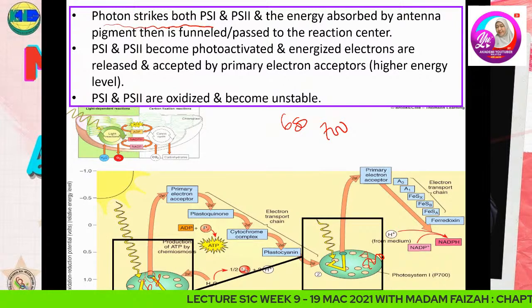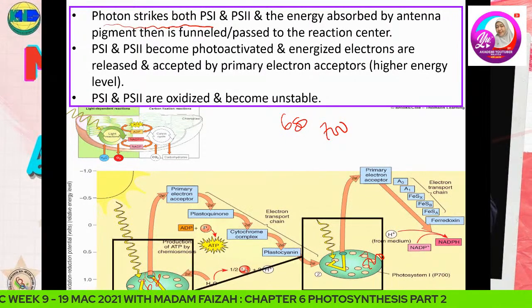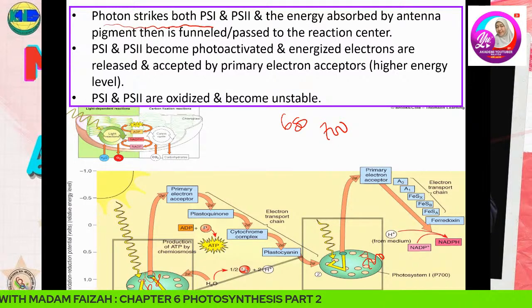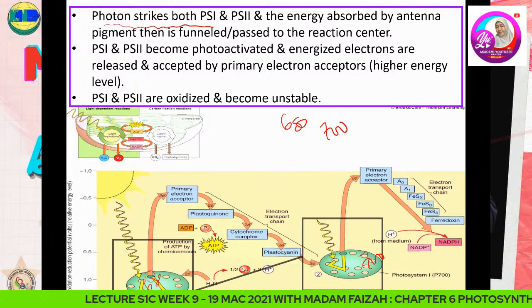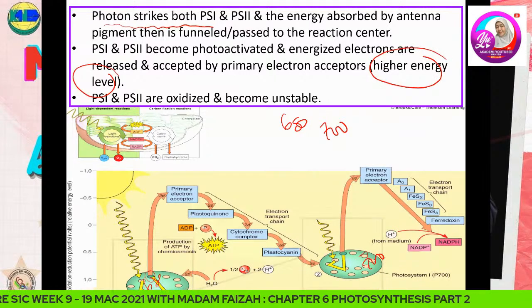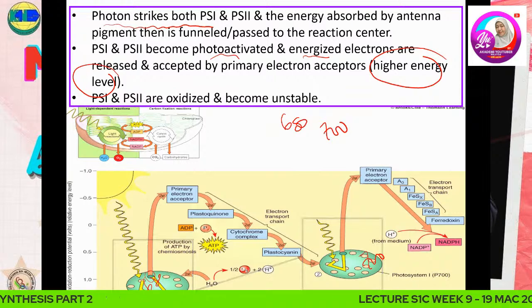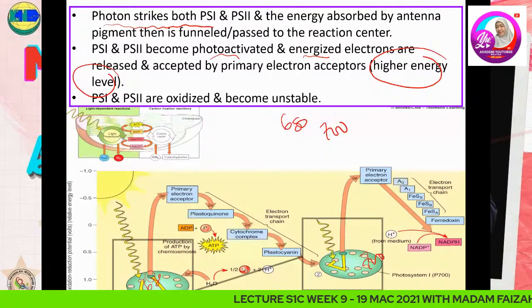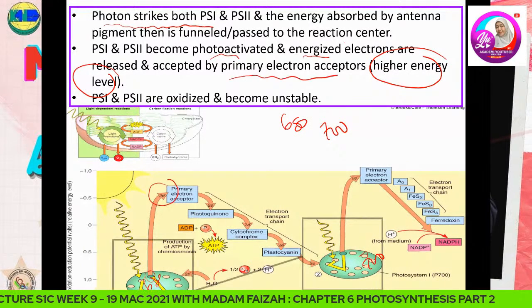But when it gets a lot of energy, imagine when you have a lot of energy, you become extra excited. It is the same with chlorophyll. When chlorophyll A absorbs the photon, imagine all the pigments passing all the photons to chlorophyll A, the reaction center. It will have a lot of energy, so it becomes photoactivated and energizes the electron. The energized electron will be released from the reaction center, and the molecule that accepts this electron we call the primary electron acceptor.